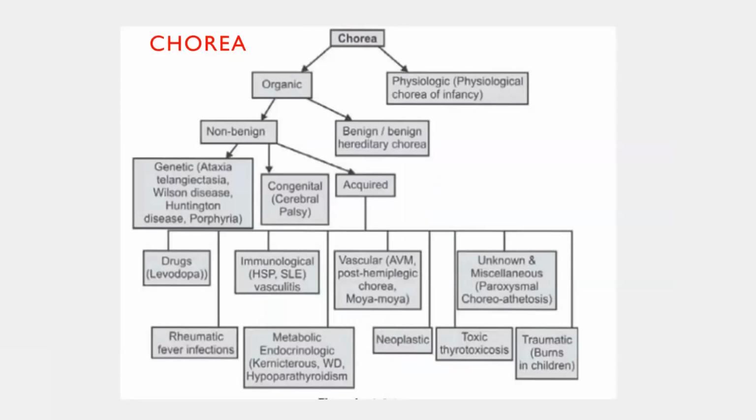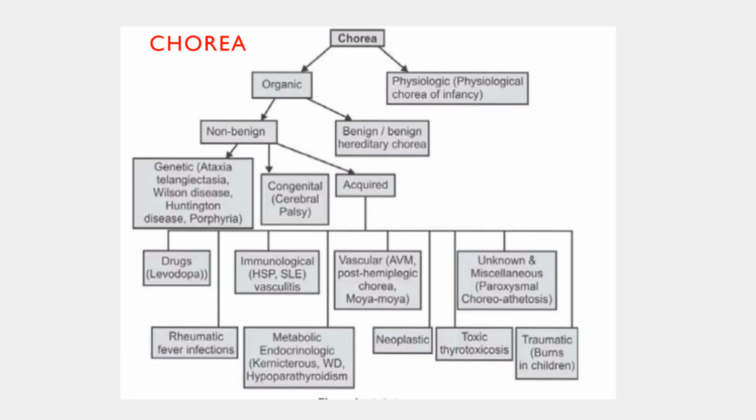So let us come to the approach. If a patient is having chorea, you rule out physiological chorea, like in early infancy and the later part, senile chorea. Chorea will appear in early infancy, and as the age progresses, it will disappear. Okay. Whenever you are dealing with organic chorea, you need to classify it again as non-benign and benign. Benign hereditary chorea is seen in the pediatric age group, less than 10 years. As the age progresses, the patient will improve symptomatically.